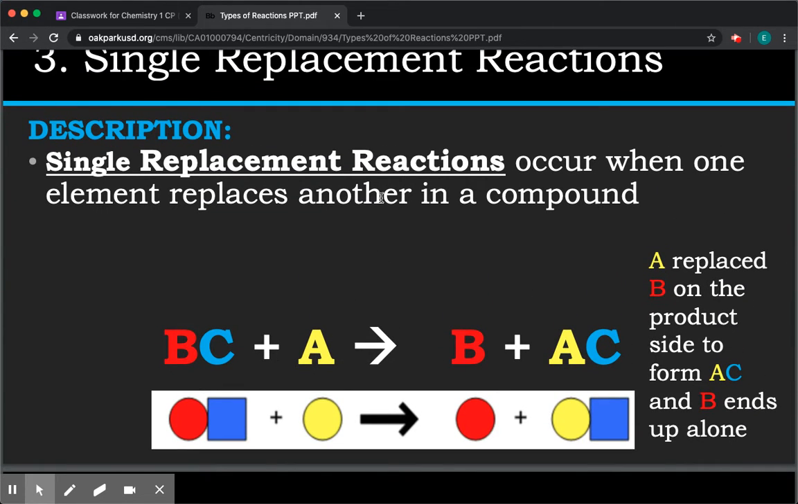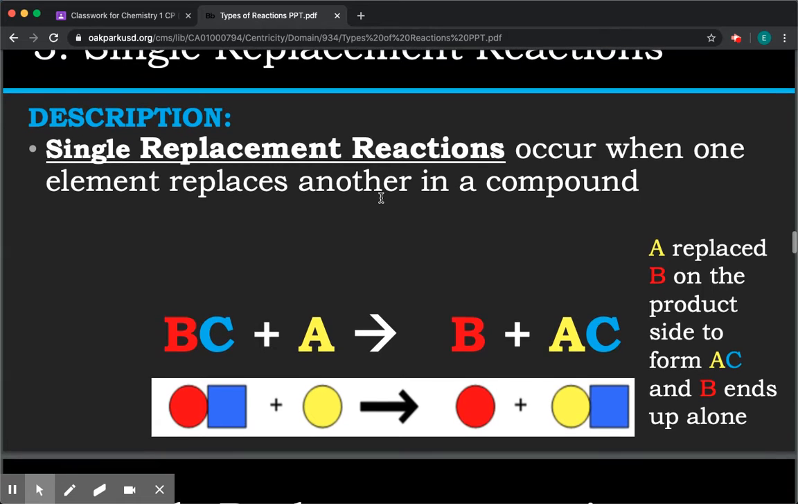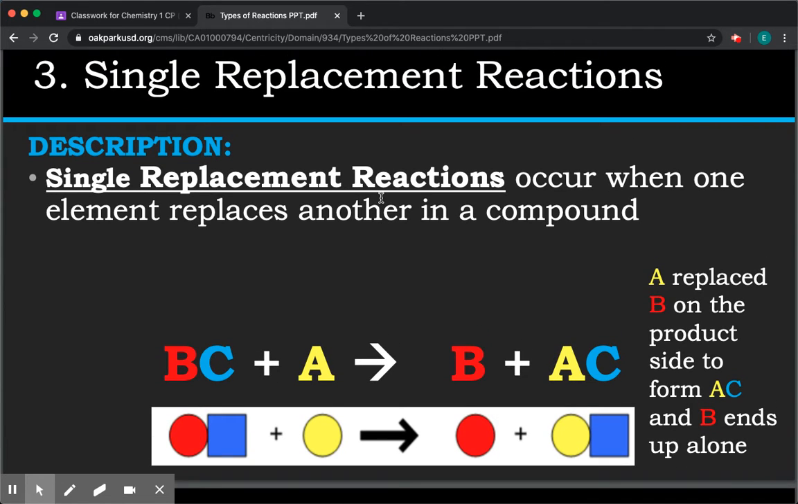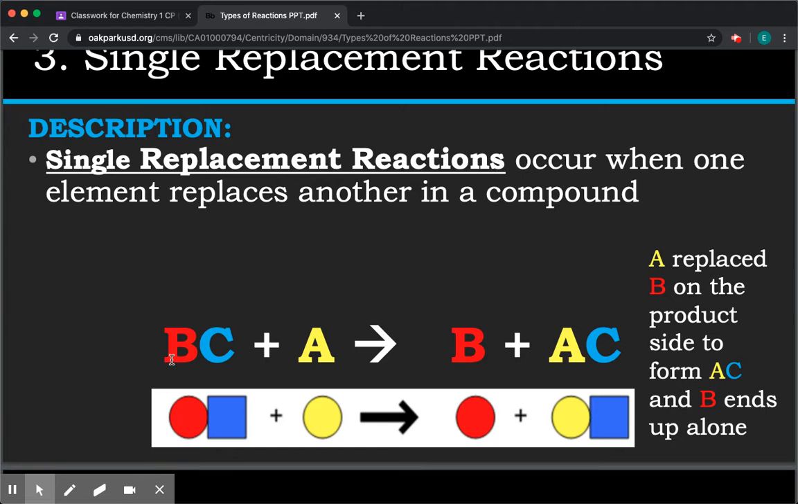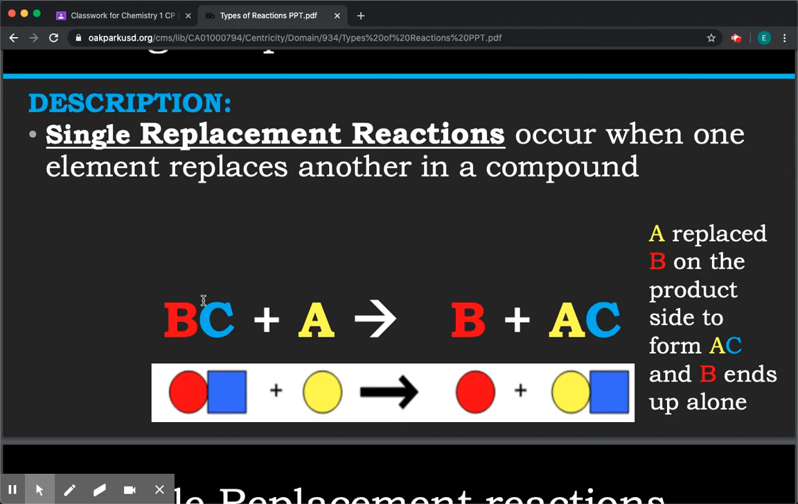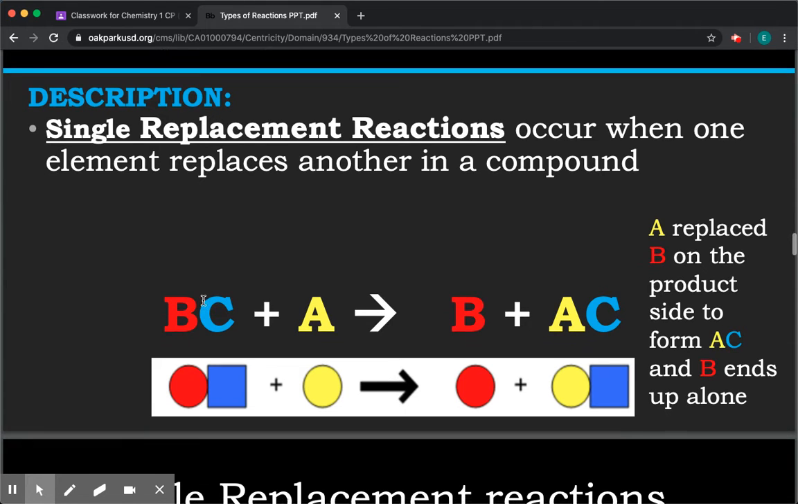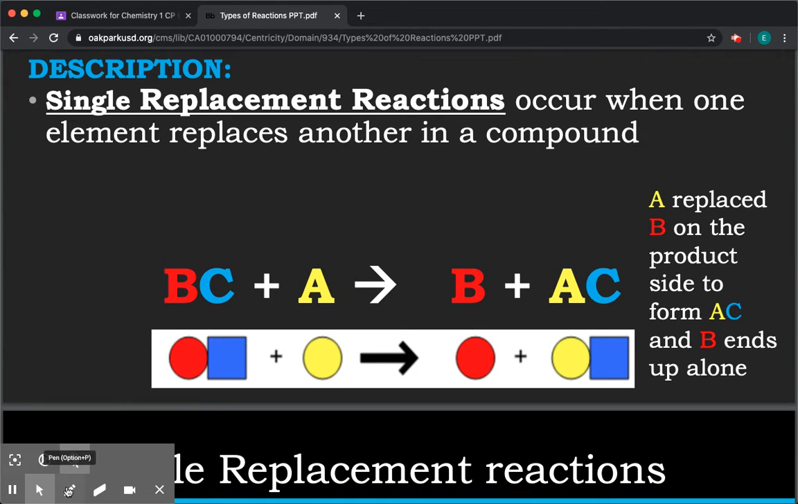Then we get into the realm of single replacement. Single replacement or displacement, as they had it earlier, is just when a compound replaces another one in a kind of like a buddy system, and basically somebody's getting kicked out of the group. Think of it like that. So initially you have BC. Okay, let's say you have BC.